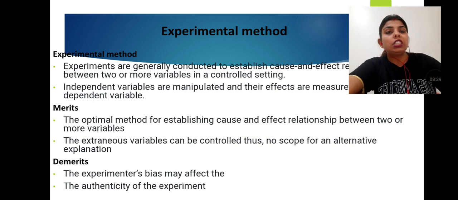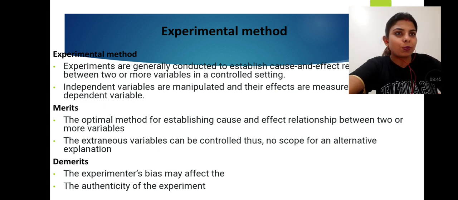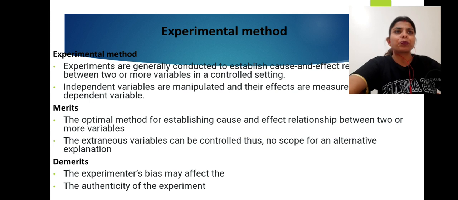And the demerits or limitations: sometimes ethical concerns prevent certain experiments. A lab setting may feel unnatural, so behavior may change. Not all variables can be controlled, especially in real life settings. Okay, clear? Another demerit is that experimenter bias may affect the authenticity of the experiment. So these are some limitations.